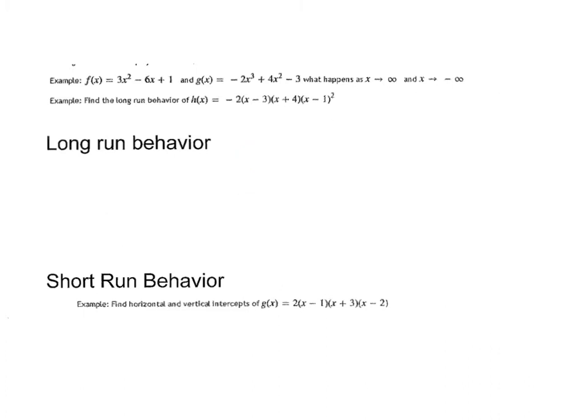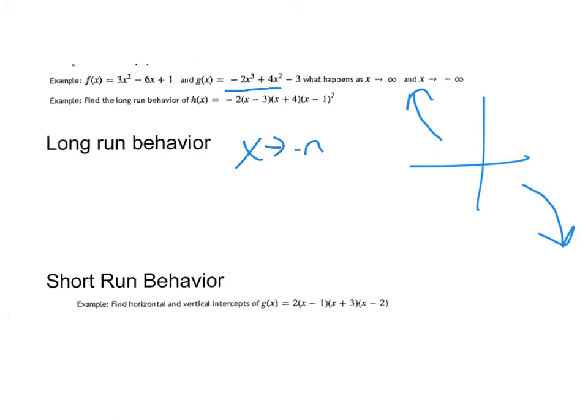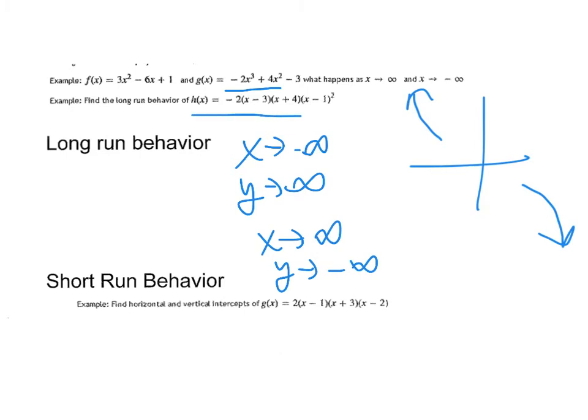Okay, so for this g of x, I see it has a leading coefficient of negative 2. I know it's an odd degree function, so that means it's going to look like this, right? It's going to get reflected around the x-axis. So as x goes out to negative infinity, y goes up to positive infinity. As x goes out to positive infinity, y goes out to negative infinity. It's that easy.